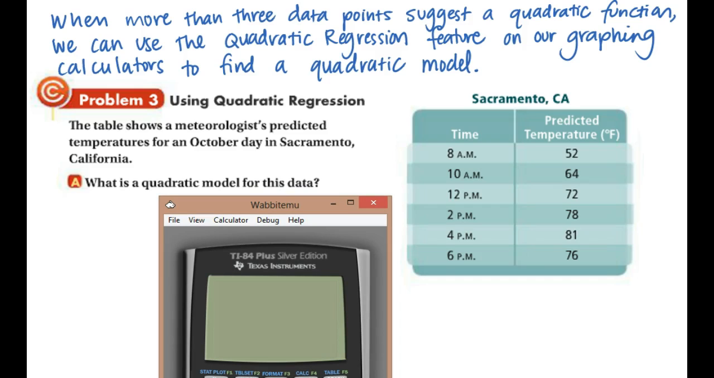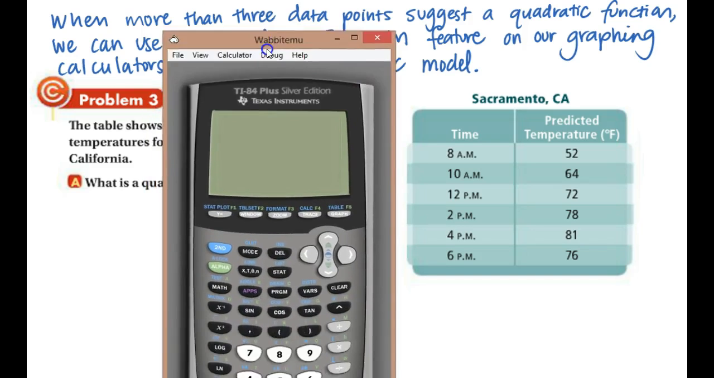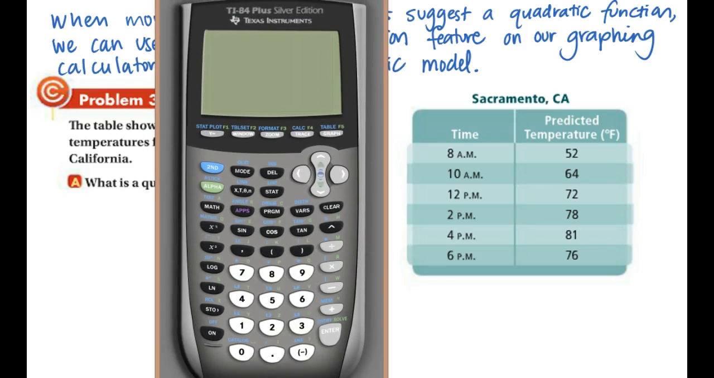In example 3, we have a table that shows a meteorologist's predicted temperatures for an October day in Sacramento, California. First thing we need to do is come up with a quadratic model or an equation for this data. So now that you have your calculators out, let's take a moment and type in our values.